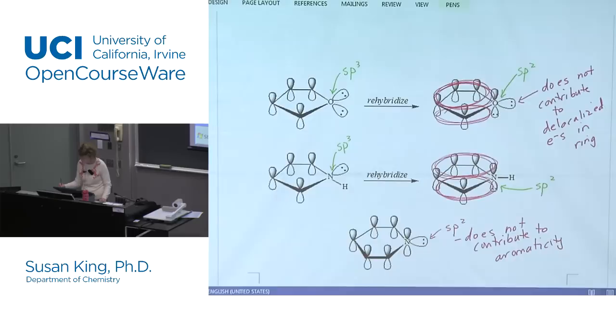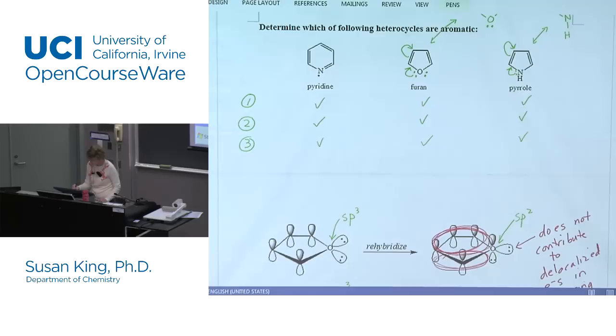So let's count electrons. For pyridine, we don't count the lone pair at all. It's not involved. So this is 6 pi electrons, therefore aromatic. Furan, we're only counting one lone pair. So this would also be 6 pi electrons, therefore aromatic. For pyrrole, again, 2, 4, 6, 6 pi electrons, therefore aromatic.